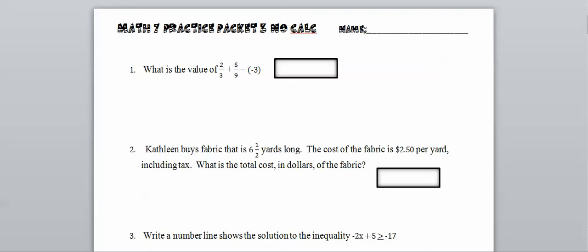Hey guys, today we are reviewing again. This is packet 3 though, and it is a no calculator packet.